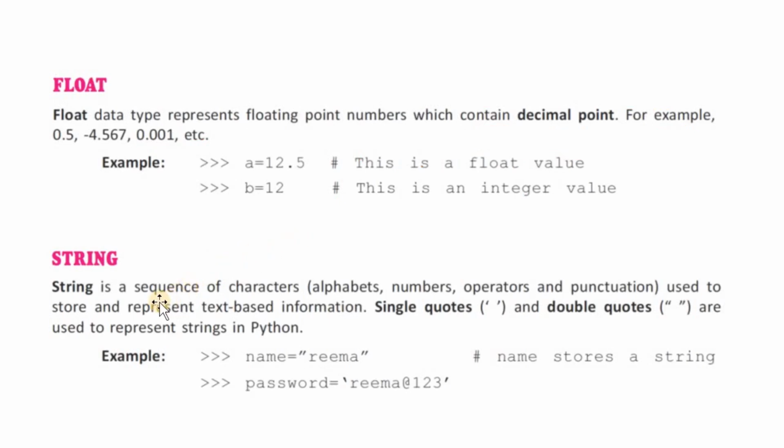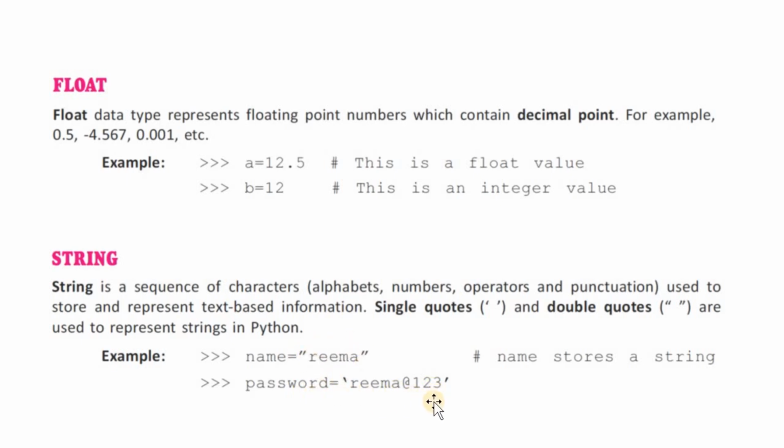Next is string, which we have already talked about previously, which is a sequence of characters which may be alphabets, numbers, operators and punctuation, used to store and represent text-based information. Single quotes and double quotes are used to represent strings in Python. Like this, name is Rima. So here name is a memory space, a variable, which stores the string Rima. You write within double quotes or single quotes.